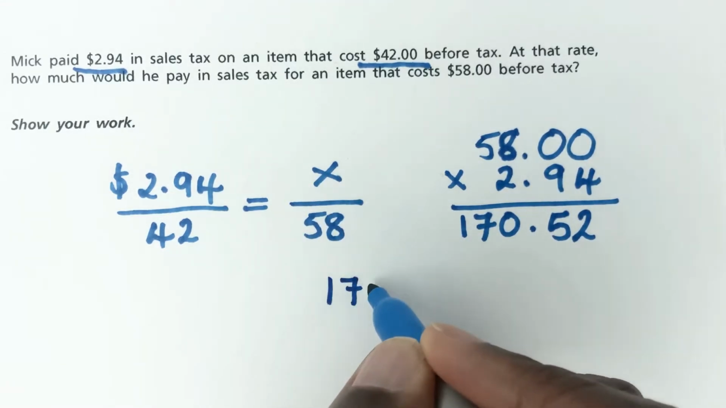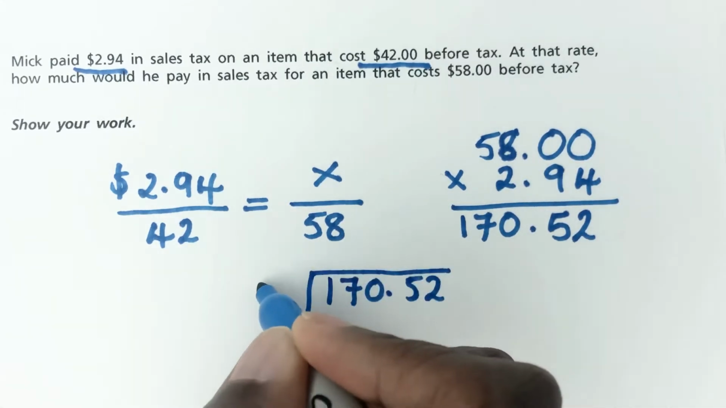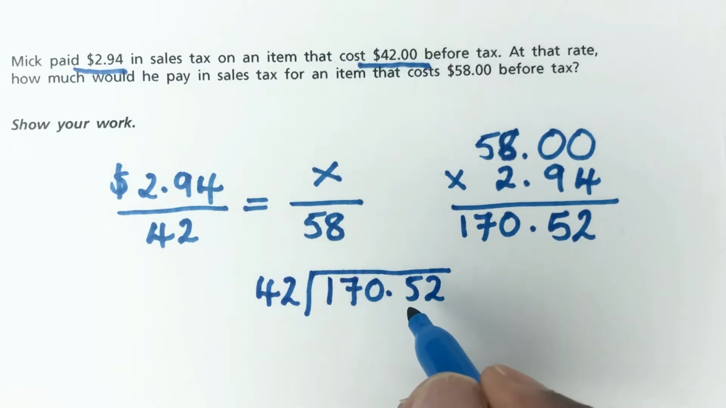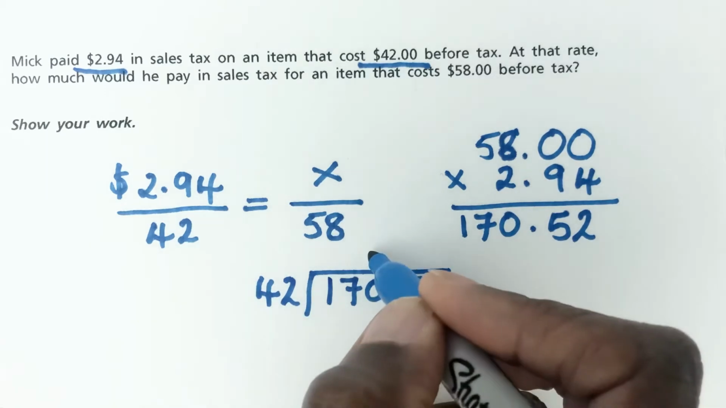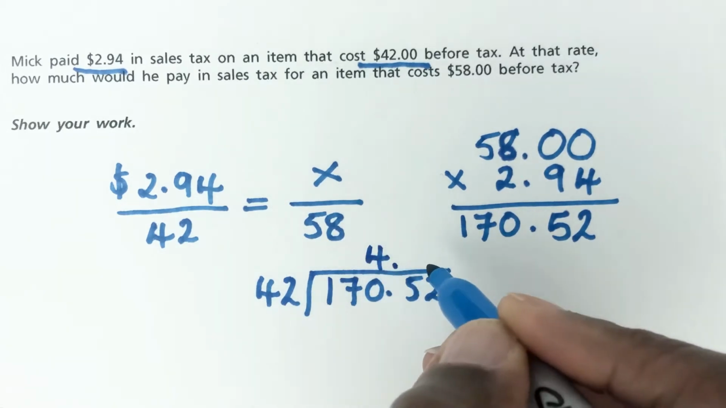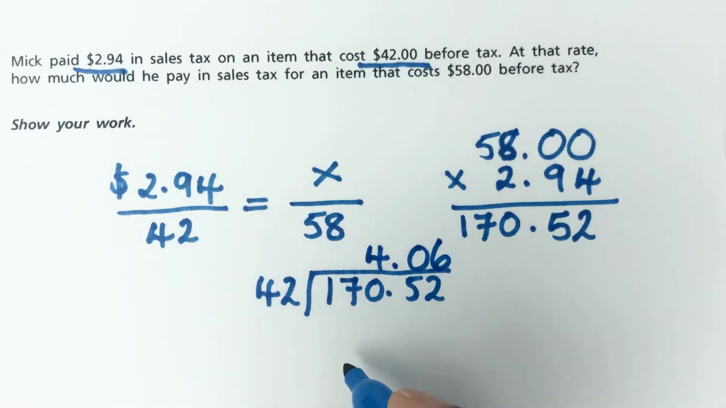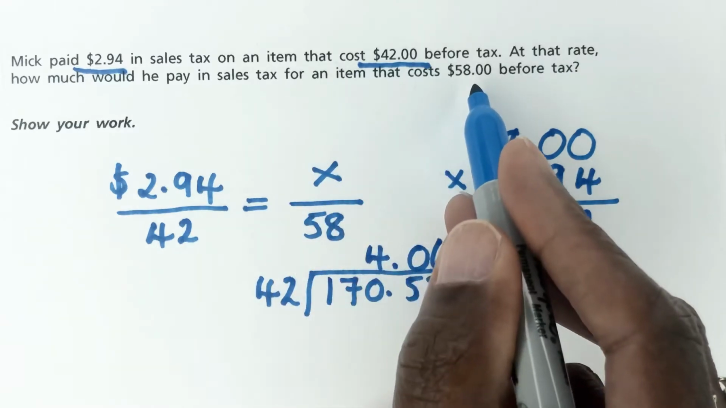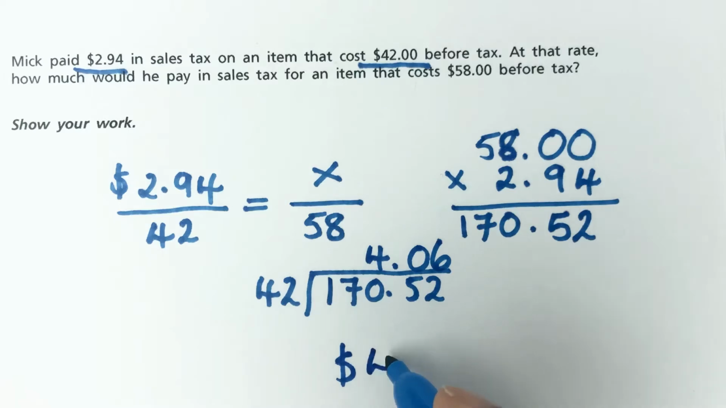So 170.52, and that would have to be divided by the 42. Right, like I said before, I'm not going to do all the calculations of working out because of time, but 42 goes into this number 4 times, and you're going to get 06. So the answer then, how much would he pay in sales tax for an item that costs $58 before tax? The answer would be $4.06.